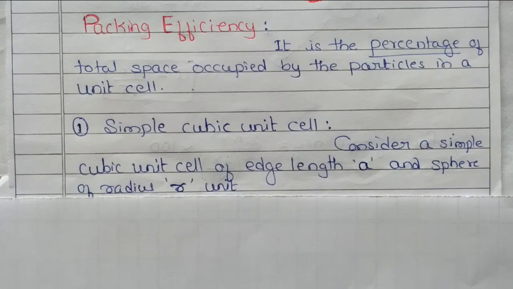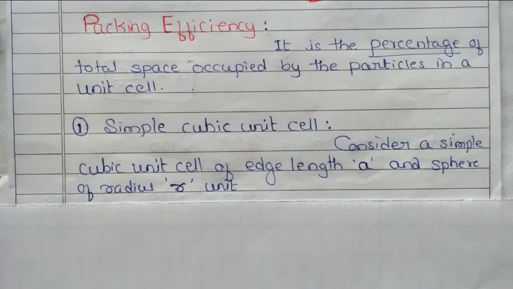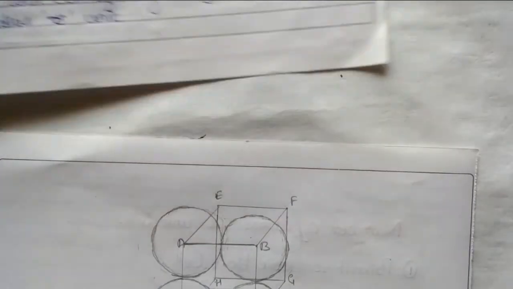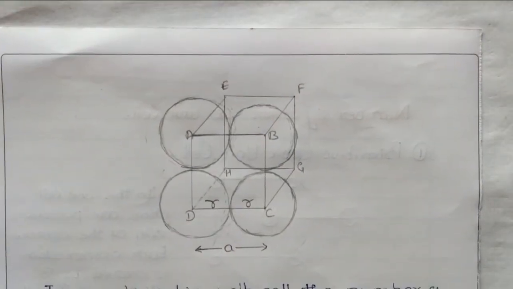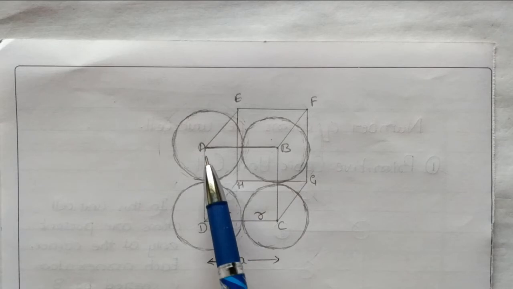So consider a simple cubic unit cell of edge length a, and sphere of radius r. Okay, so we are going to consider this. Now this is the structure of a simple cube. What we have done here is considered a unit cell.